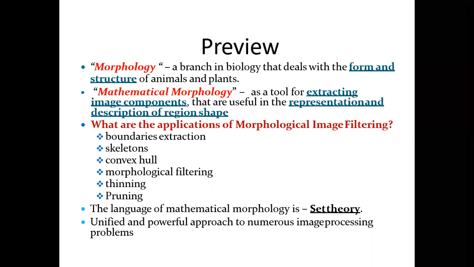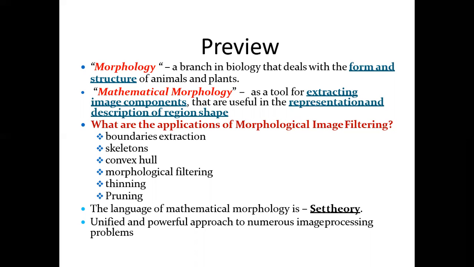Last class we discussed the basics of digital image processing. Now we are going to see about morphology. It is a branch of biology that deals with the form and structure of animals and plants. Mathematical morphology is a tool for extracting image components that is useful in the representation and description of region shape. What are the applications of morphological image filtering? They are boundary extraction, skeletons, convex hull, morphological filtering, thinning and pruning.